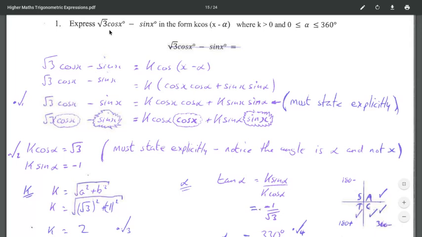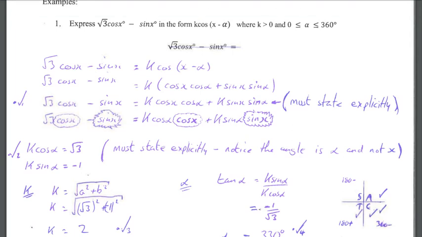So the first thing we do is write down root 3 cos x minus sine x equals k cos x minus alpha. We then expand cos of x minus alpha using the addition formula, and then multiply through by k. Now we need to state that to get our first mark in any assessment. I would reorder these two terms. We're just multiplying three terms here, so it's okay to write k cos alpha cos x, and here k sine alpha sine x.